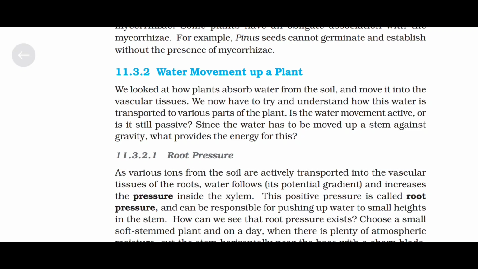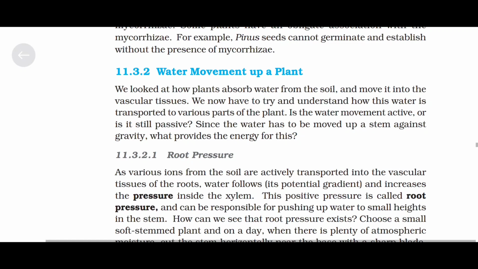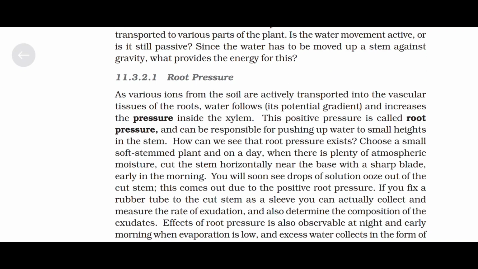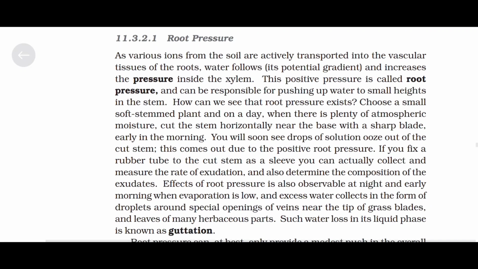As various ions from the soil are actively transported into the vascular tissues of the roots, water follows its potential gradient and increases the pressure inside the xylem. This positive pressure is called root pressure and can be responsible for pushing up water to small heights in the stem. How can we see that root pressure exists?